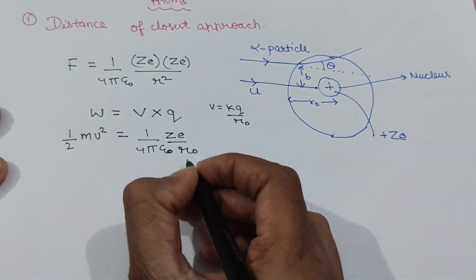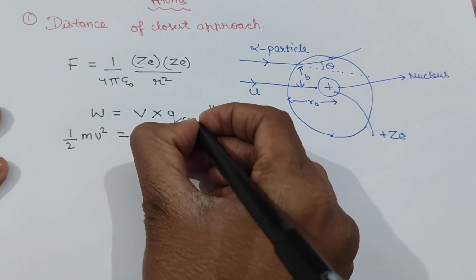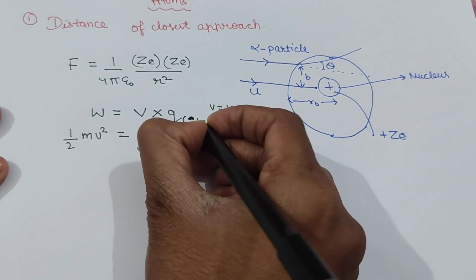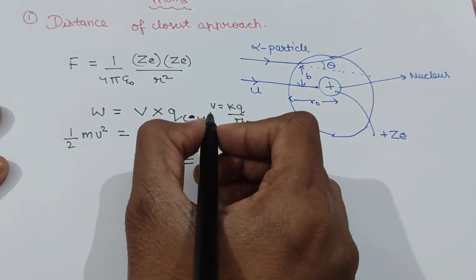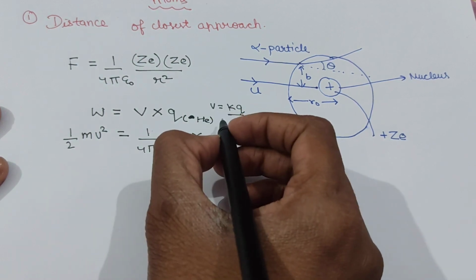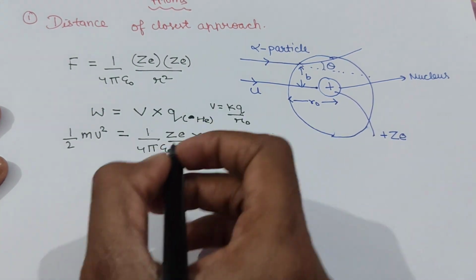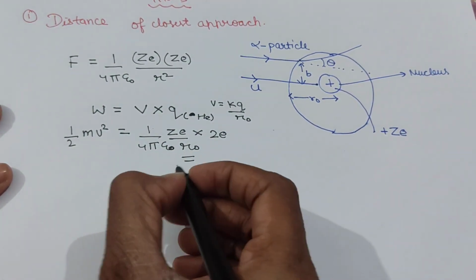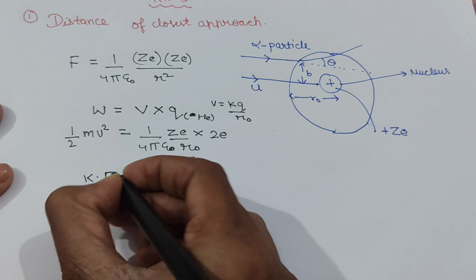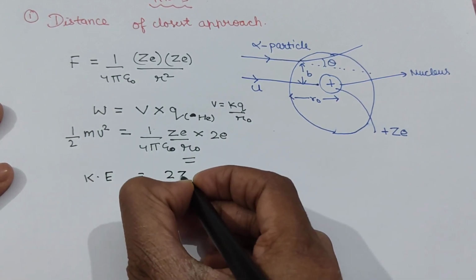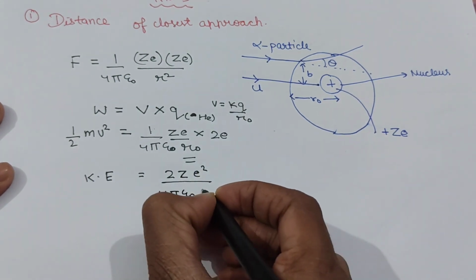This is the distance of closest approach, into this charge is the alpha particle, that is, the helium particle. Helium is nothing but it has charge 2e, so we will write the helium charge. And after that we can say that this is nothing but the kinetic energy, and this is 2Ze square by 4 pi epsilon naught R naught.